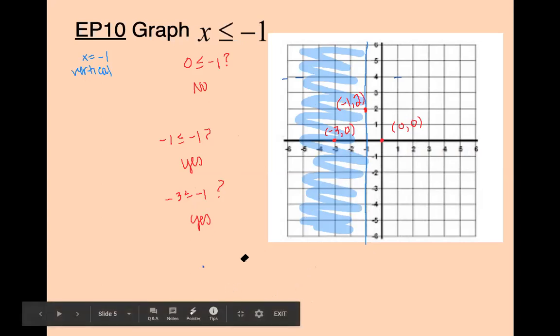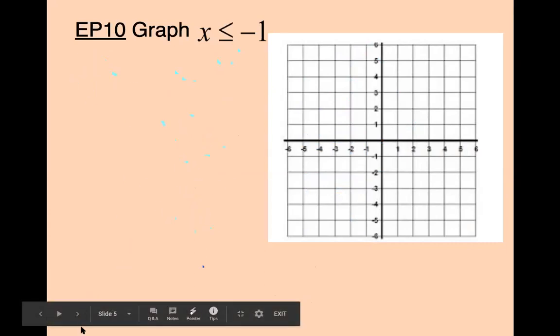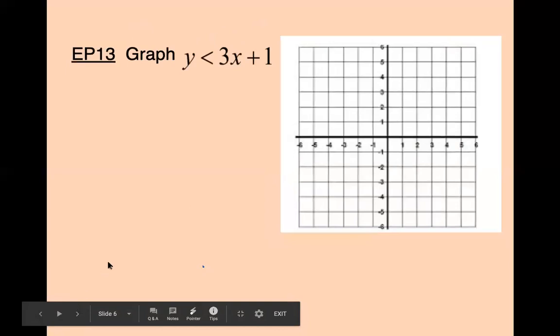All right, let's try another one. I'm going to erase all these annotations, and we're going to look at our next slide. All right, so this is extra practice problem number 13. This time we finally get a little more excitement. It's not a vertical line or horizontal line. This time we have both.